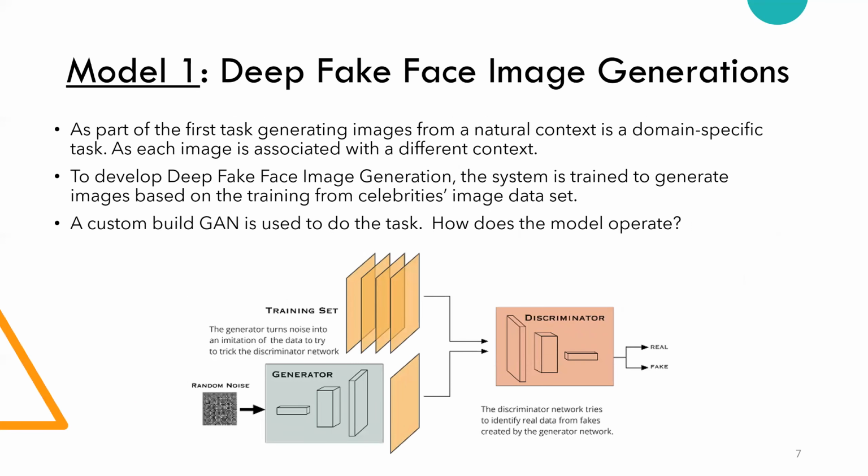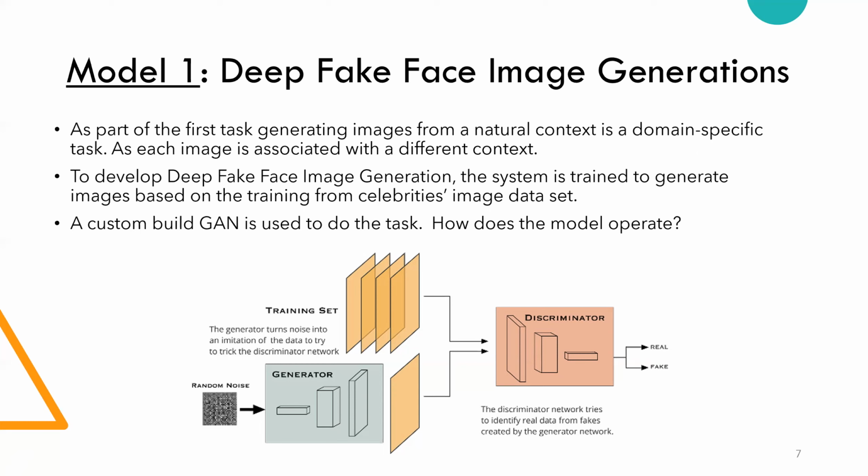Coming to the first model, it's a deepfake based image generation. We are taking a celebrity dataset which has more than 100,000 images of different celebrities in the current world, and using that dataset we will train a GAN to prepare a face which is not there in the dataset and which looks very similar.